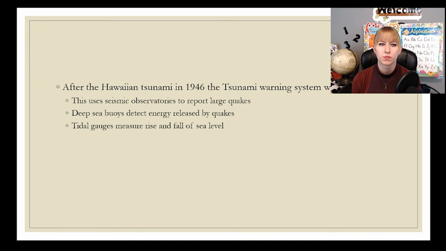After the Hawaiian tsunami in 1946, we created the tsunami warning system. And this uses seismic observatories to report large earthquakes, deep sea buoys to detect energy released from earthquakes, and tidal gauges to measure the rise and fall of sea level.